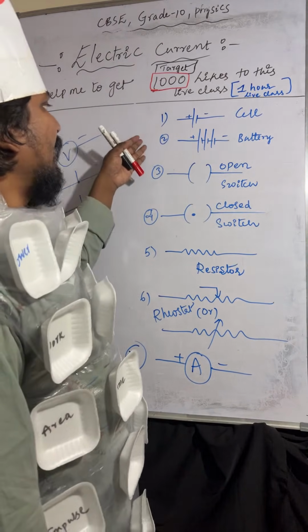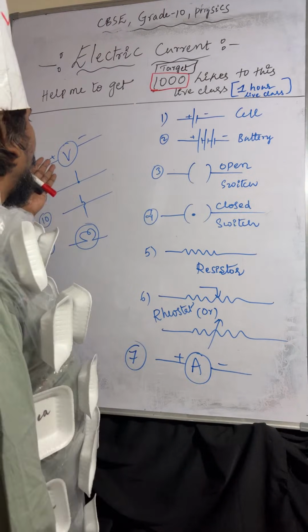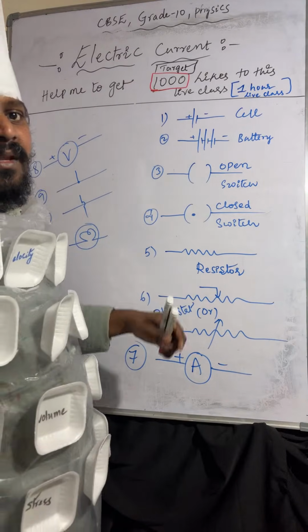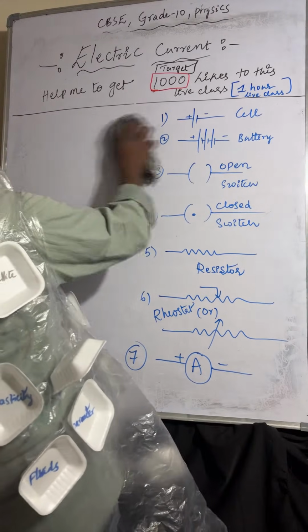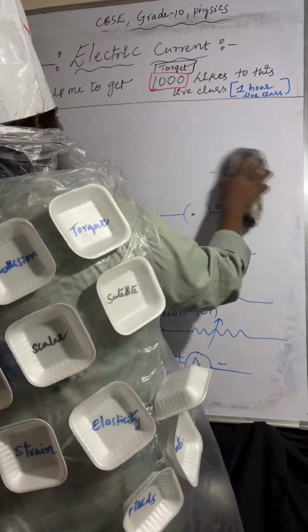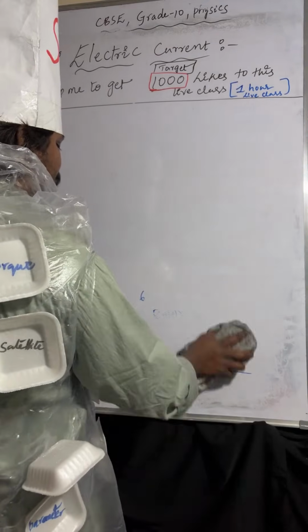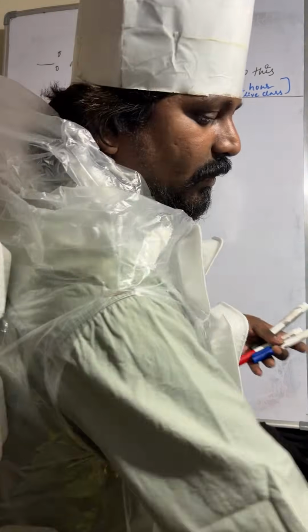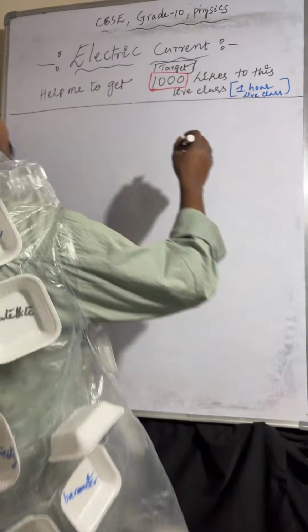So: cell, battery, open switch, closed switch, resistor, rheostat, ammeter, voltmeter, wire joining, wire crossing, and this one is the bulb. Understood? This is the bulb symbol. Now we will discuss electric circuit. Problems also we will discuss. Okay, so let's start. Electric circuit.